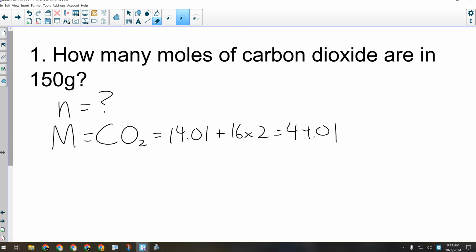Is it 44? I should not try to do mental math, especially before my coffee. Okay, grams per mole. All right, and they also tell us that we have 150 grams, which is little m. So again, you get 1 mark for your givens.